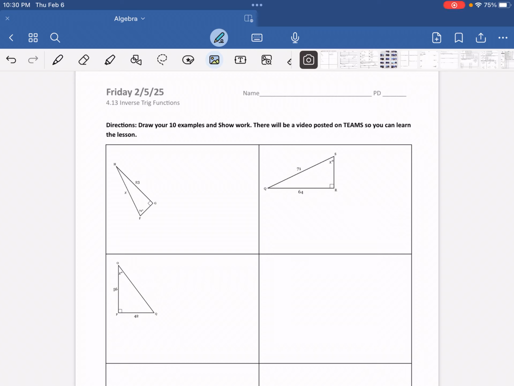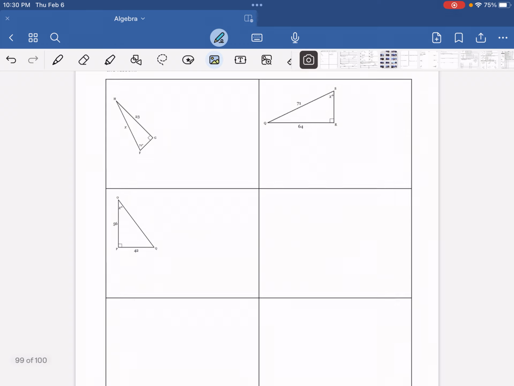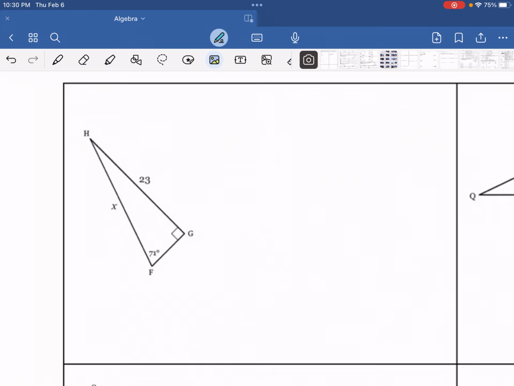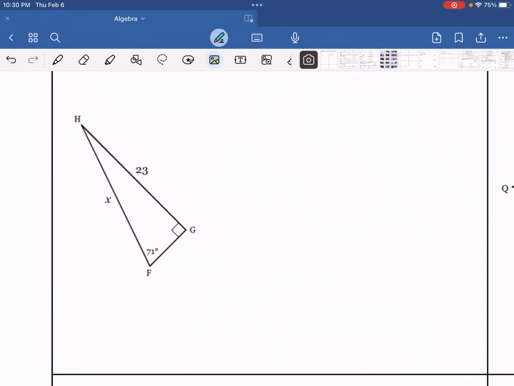Okay guys, so I'm gonna show you how to do a couple problems together. We're just gonna do two really. And then you're gonna do 10 examples on your own on Delta Math, but you gotta show your work, so I left you guys boxes to do that with. Okay, so for the first one, we're gonna do it exactly the same like we've done the rest.